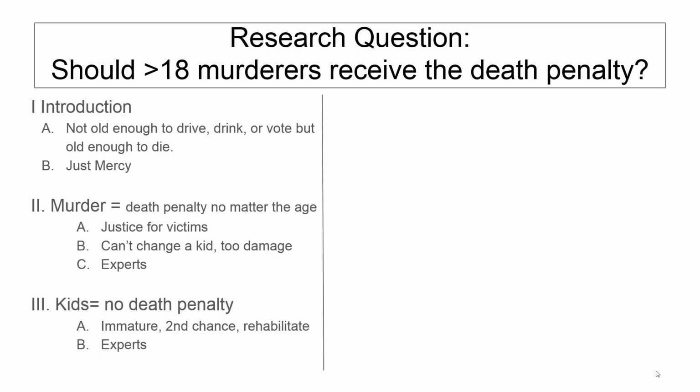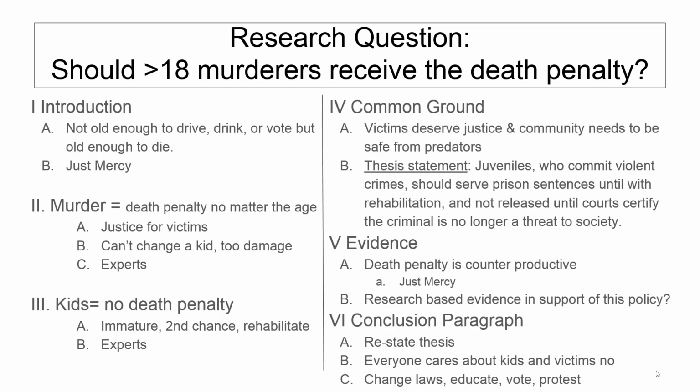You'd move on to the next section, your point of view that the kids should not receive the death penalty. You'd point out they're too immature, their brains aren't developed, children deserve a second chance, there's rehabilitation programs, and once again, you'd have experts supporting this point of view. Next, you'd move on to the common ground. Where do both sides agree? Well, both sides agree that victims do deserve justice, and also communities need to be safe from predators.